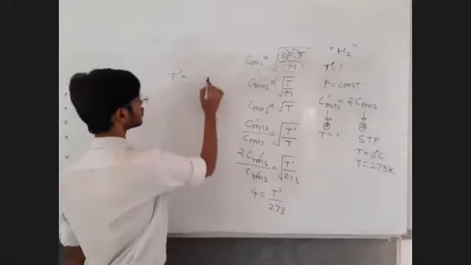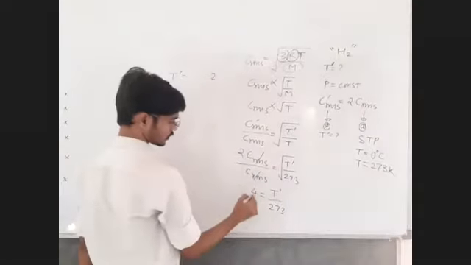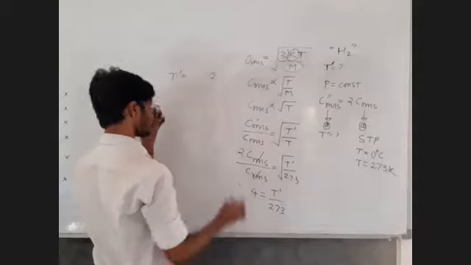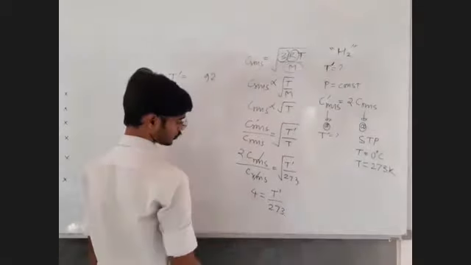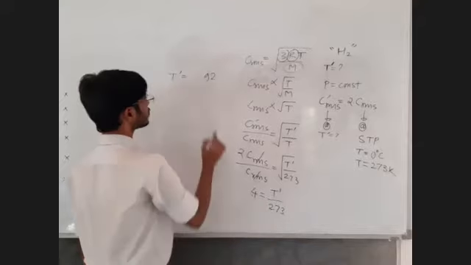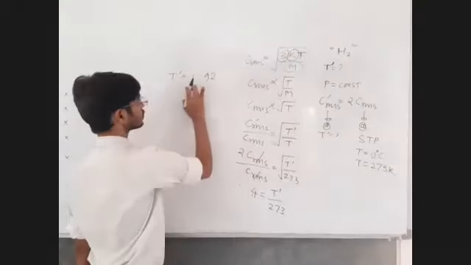4 into 3 is 12, carry 1. 7 into 4 is 28 plus 1, 29, carry 2. 2 into 4 is 8, 8 plus 1 is 9. Am I right?